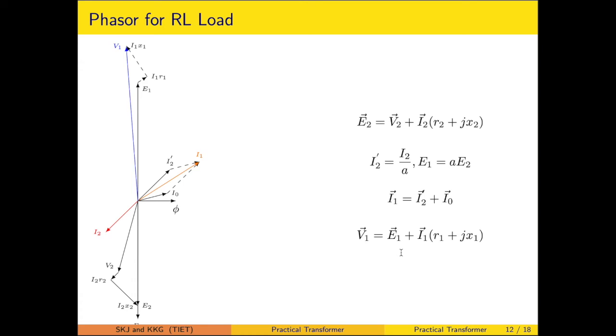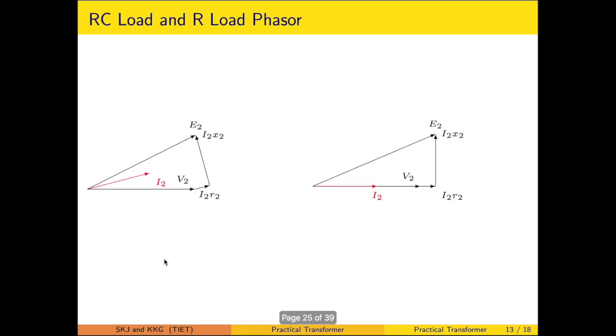So these four steps are clear. They are written here just for reference, and the phasor diagram is drawn systematically. The same steps will be repeated for the RC load and the resistive load. So here, say, the RC load phasor diagram.